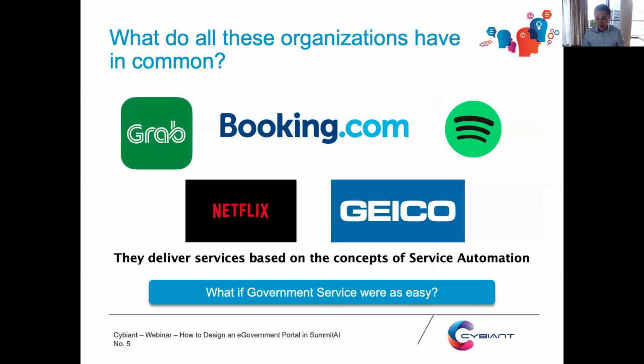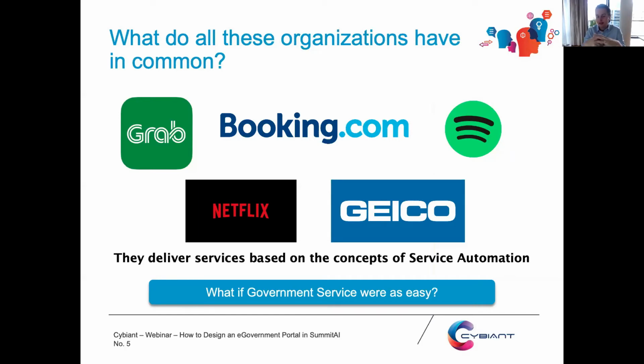Let's start with a very important question. I have listed a number of companies on the screen here, ranging from transportation services to music to videos on demand and insurance and travel. You might at first think, what do all of these companies have in common? Because they provide so many different things. But if you think a little bit closer and a little bit deeper about these companies, there's two important things to notice. The first important thing to notice is that all of these companies are service providers.